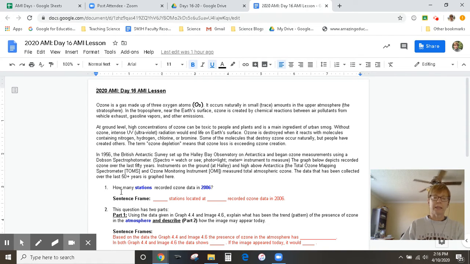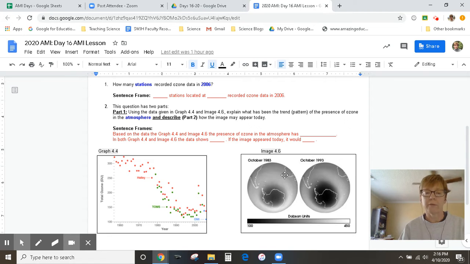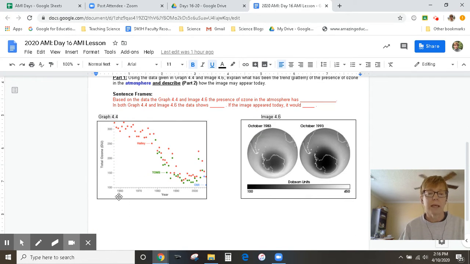So question number 1 again says, how many stations recorded ozone data in 2006? So I don't remember seeing anything about 2006 in here in the reading passage. So that tells me that I want to check the graph and the image. So in the graph, I look along the x-axis and I see years, 1960, 1970, 1980. So the x-axis on graph 4.4 is measuring in decades, and a decade is a measurement of 10 years.